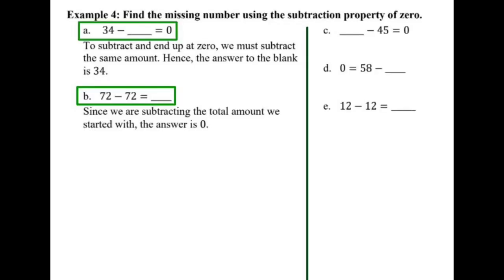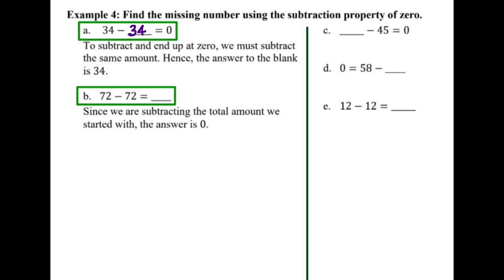On this page, we're supposed to find the missing numbers using the subtraction property of 0. So looking at this first one, we have 34 minus something equals 0, so we know that something has to be what we started with, right? So a number subtract itself equals 0. That's the subtraction property of 0. So in other words, 34 goes in here. That's a really messy 34. Let me try it again. 34. That's a little better.